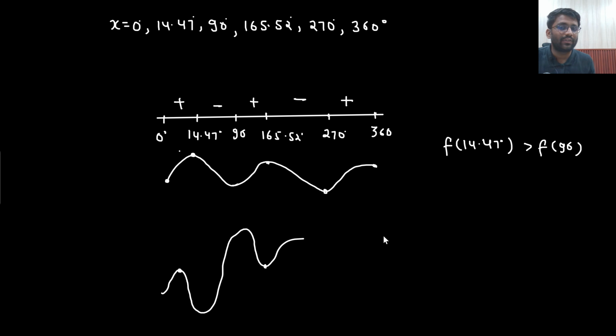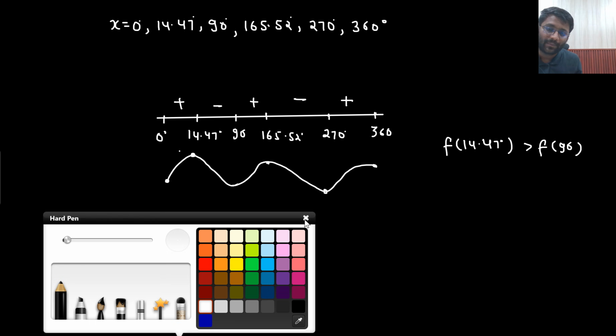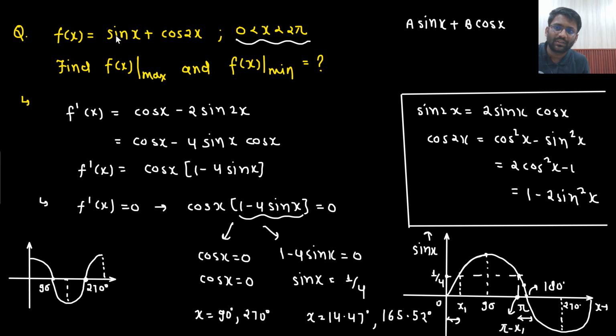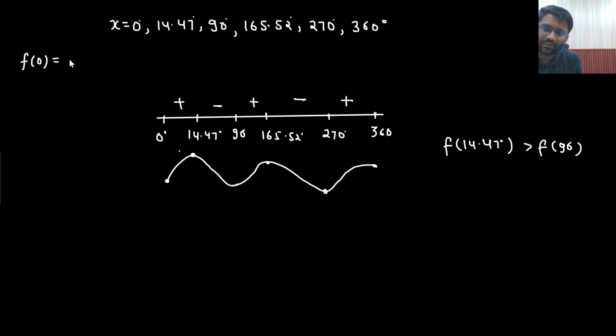So eventually, at the end of the day, you will have to put in the values only, because you don't know whether 14.47 will give you the maximum value or not. Something else may also happen. So at these points you will have to find out the value. Let's find out the value at x equals 0. So what is the value of f of 0? f of 0 is sin 0 cos 0, that is 1.